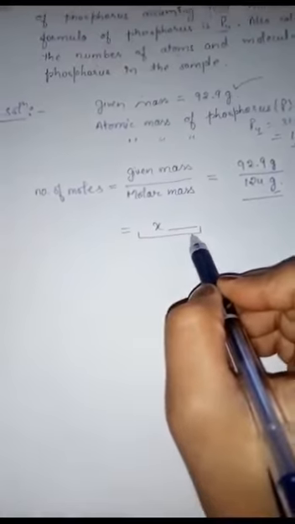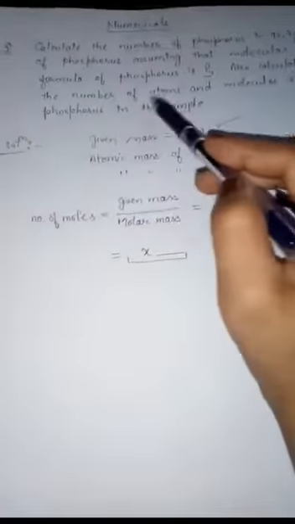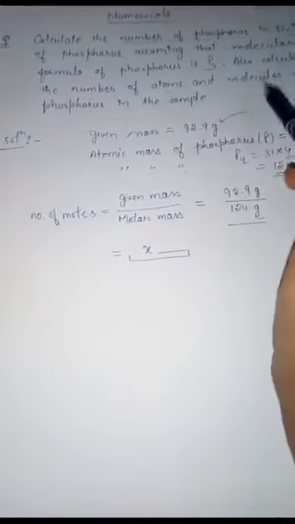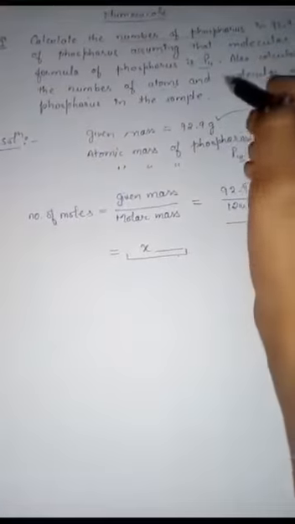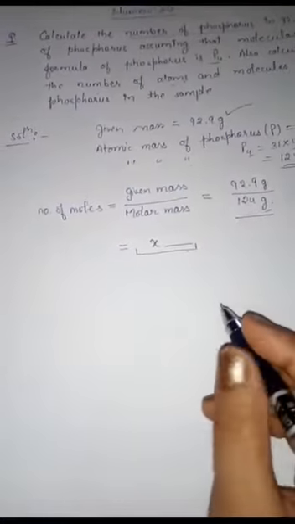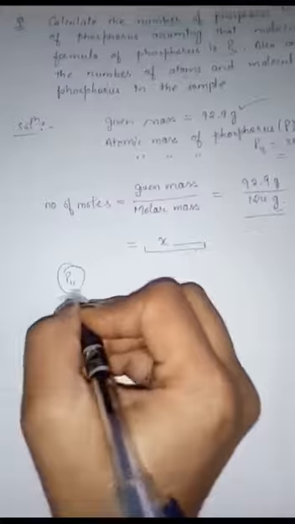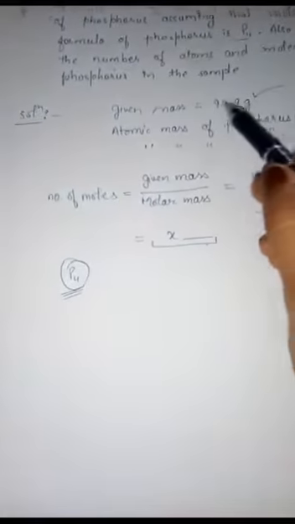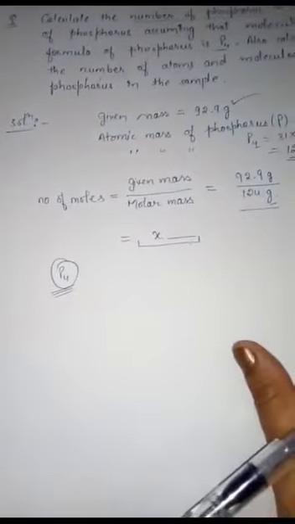Now after calculating this, what do you have to calculate? Also calculate the number of atoms and molecules of phosphorus in the sample. Now we have to calculate the number of molecules first. It means we will calculate the number of molecules, that is P4. How many P4 molecules are present in 92.9 gram of phosphorus?